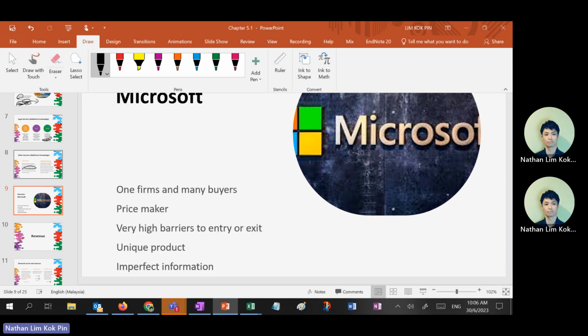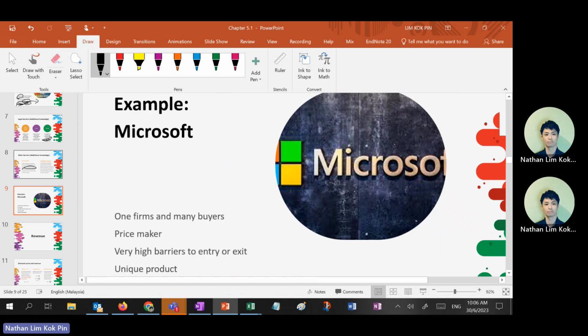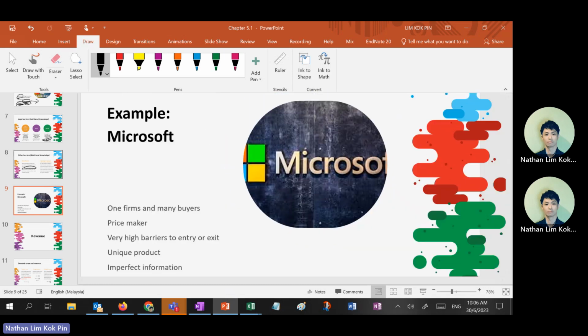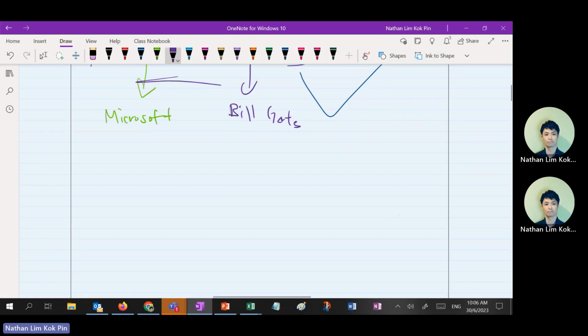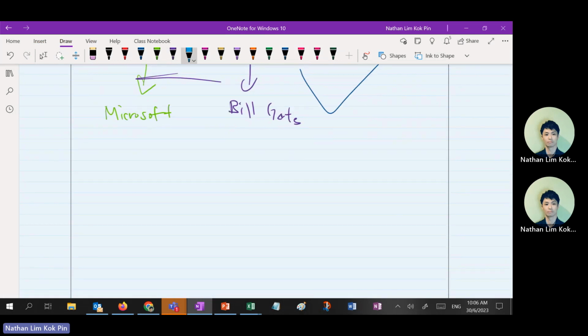So let me just use Microsoft as an example to talk about the company. First thing, Microsoft. Only one firm selling the Office software. Although we have some smaller ones, the smaller ones are like what? Linux doesn't have Office software. Microsoft Office is a monopoly. Why?